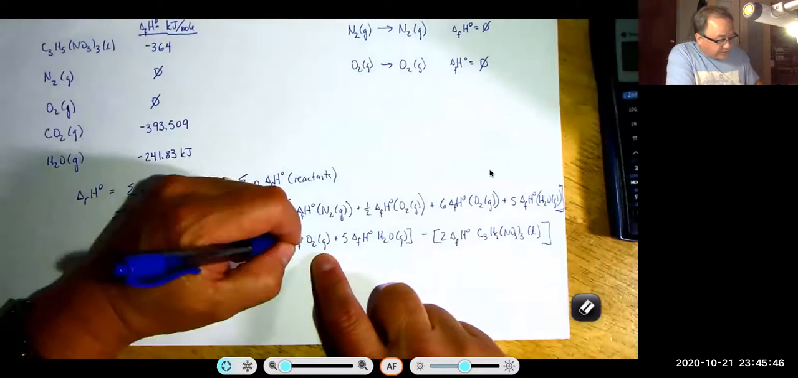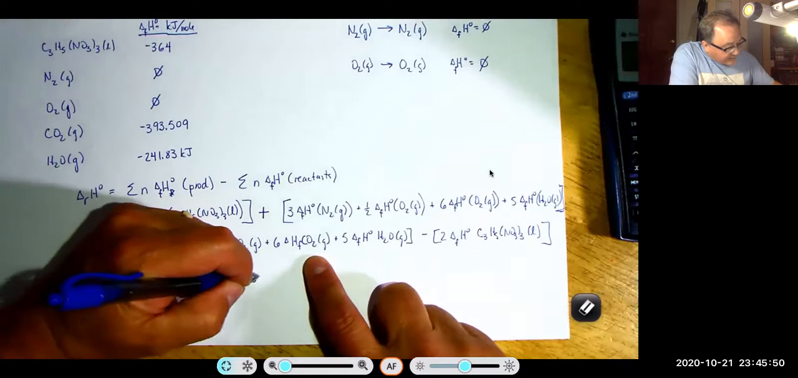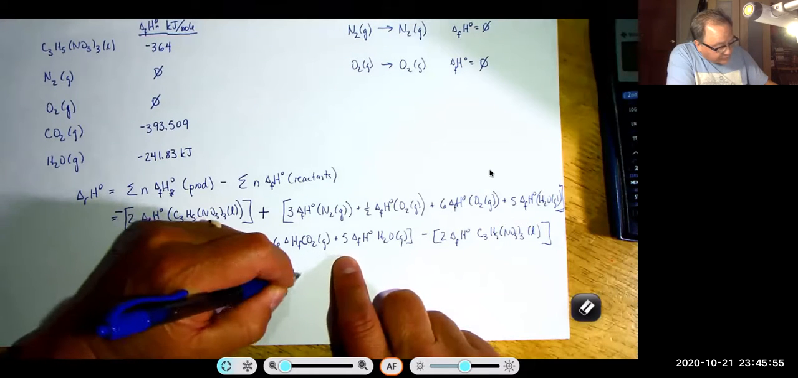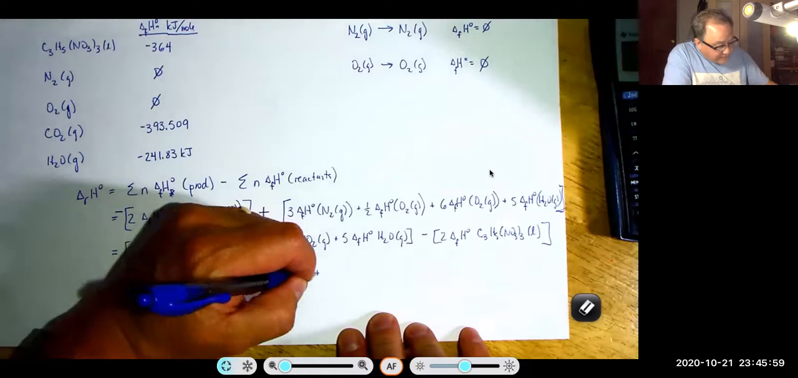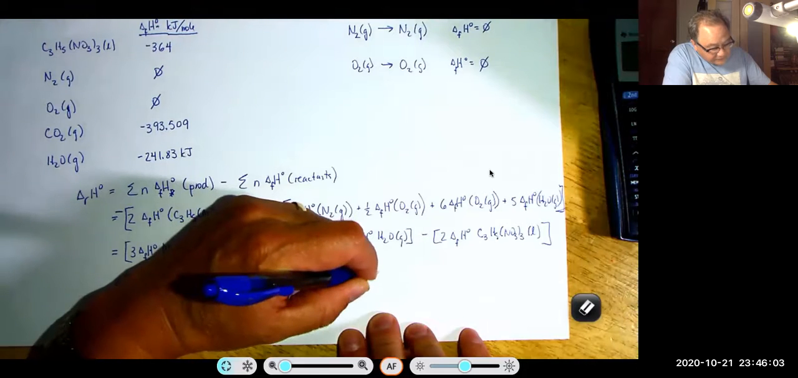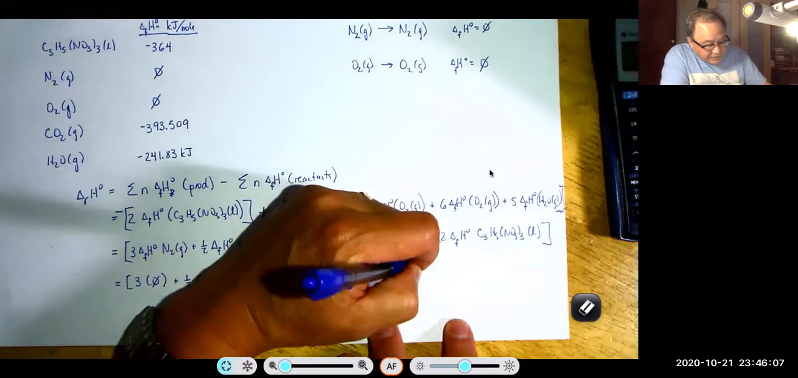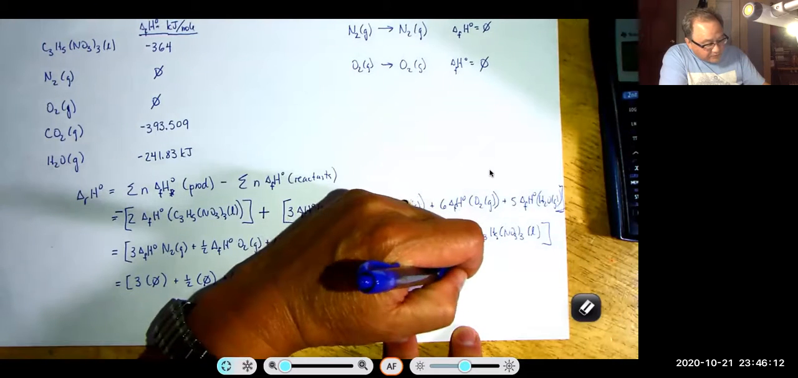This is supposed to be CO2. And we have negative 393.509 kilojoules. And then plus 5 times negative 241.8 kilojoules. And my bracket, and then minus 2 times minus 364 kilojoules.